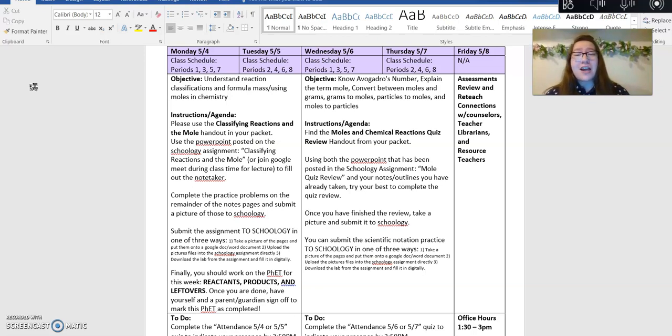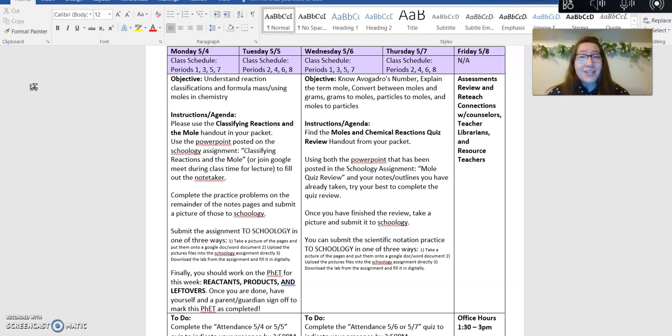Not only are we going to talk about classifying reactions, but we also get to talk about how we actually use the mole. Very similar to before, we're just going to have you go through the notes and submit the practice to Schoology as pictures. Whether you upload the pictures by themselves or put them in a document doesn't matter, as long as you have some sort of proof that you're doing the work.